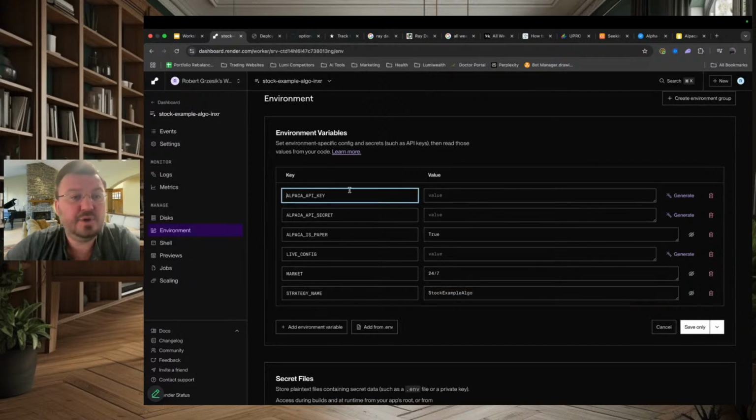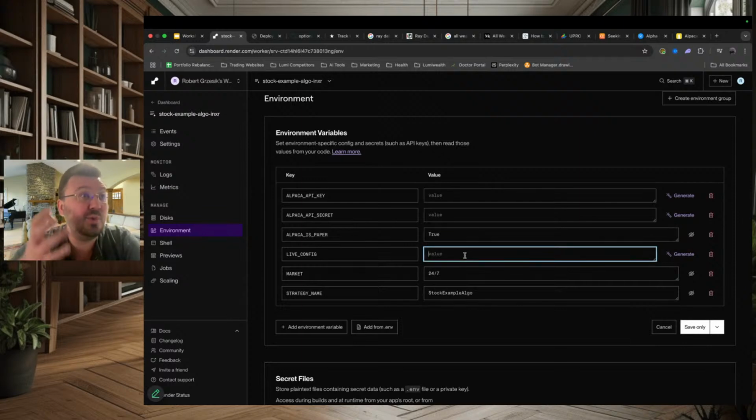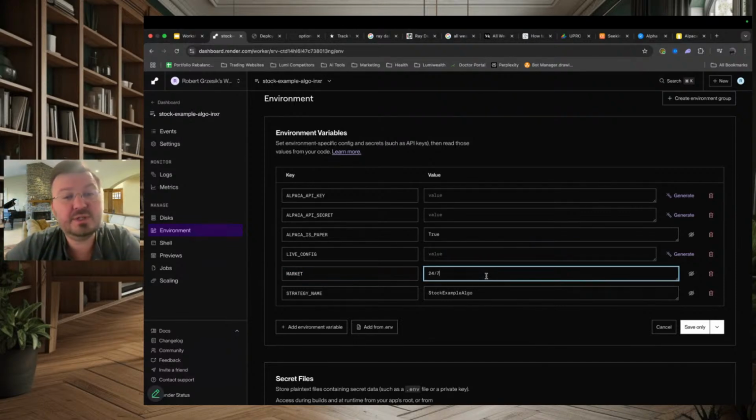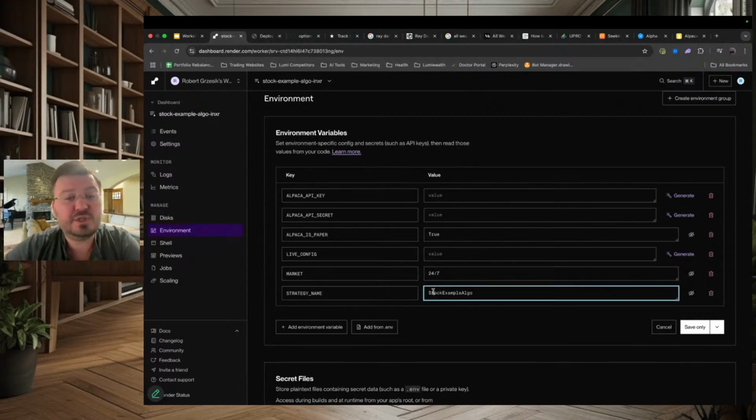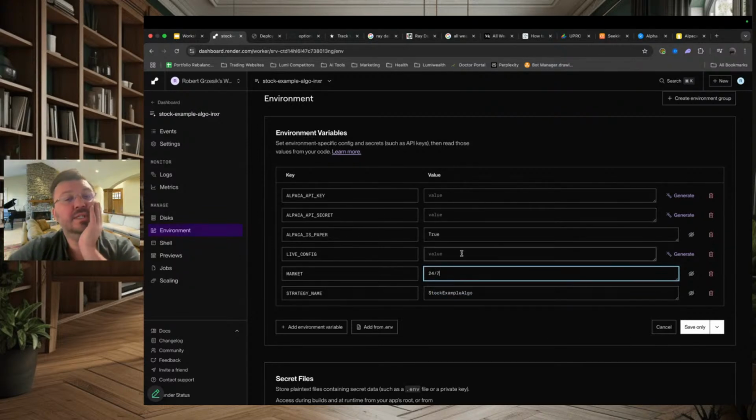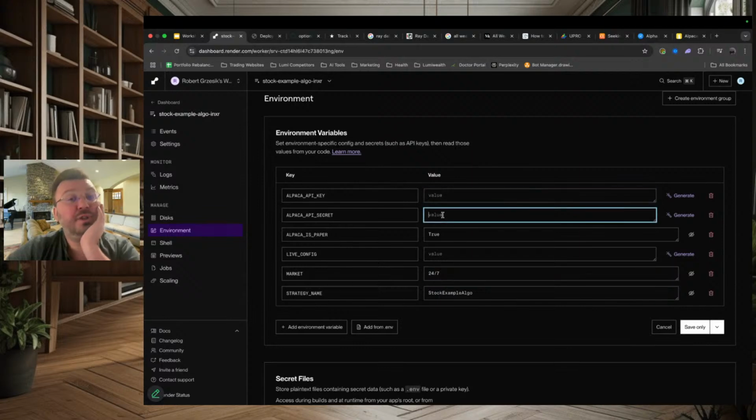So we need to fill in our Alpaca API key, fill in that value, Alpaca API secret, fill in that value. Is paper, you can set this to true or false. And then we're going to have to fill in a live config, which is what configuration you want to be running. Every bot, or not every bot, but most bots have different configurations they could run. We also set the market to 24/7 so that we can place trades even when the market is closed. And then we have a strategy name, which you can leave alone. So all these things you can leave alone. You really only need to fill in 3 blanks, and that's it, okay?